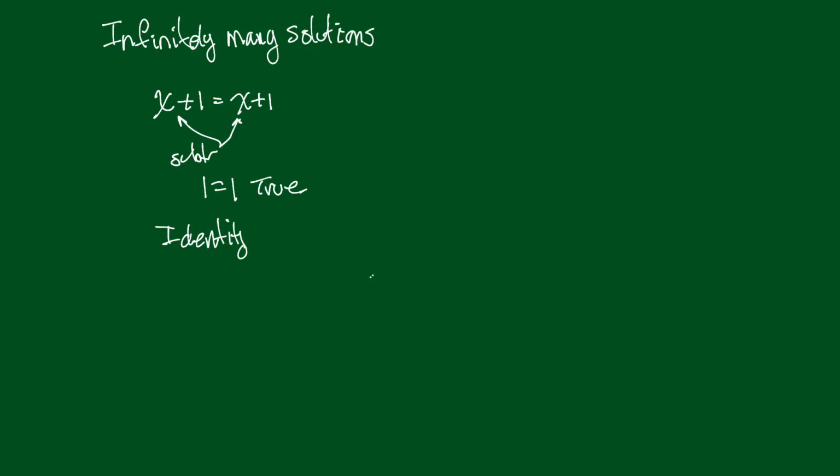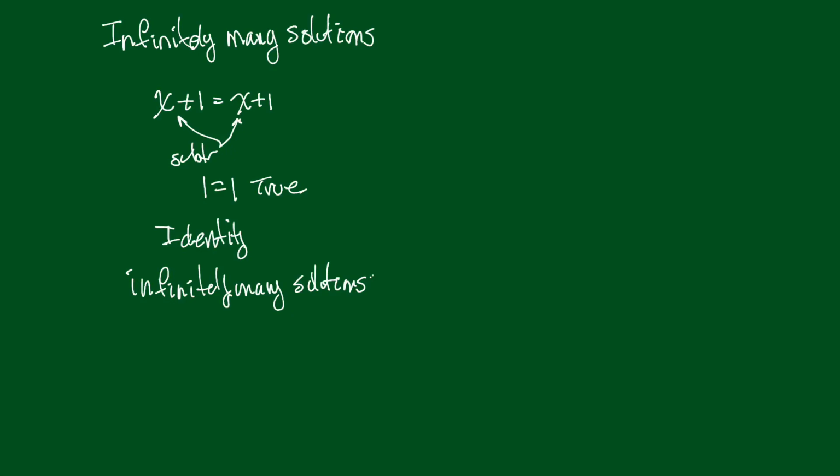That's an identity. And in this case, there are infinitely many solutions. Any number works. No matter what number you think of, it's going to work. Think of any number, put it in here. Add 1 to it. Put it in here, add 1 to it. You get exactly the same number every time. So everything works.